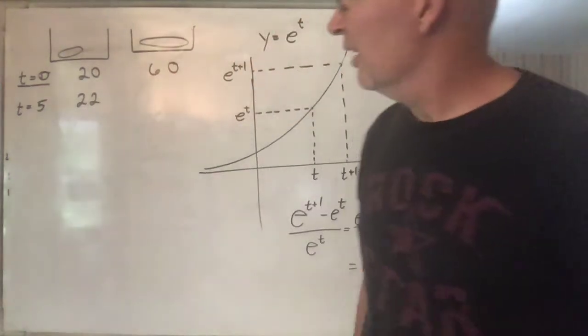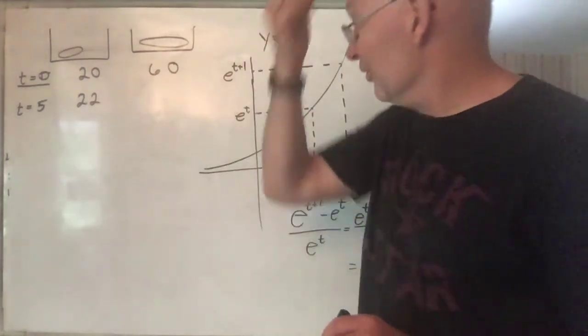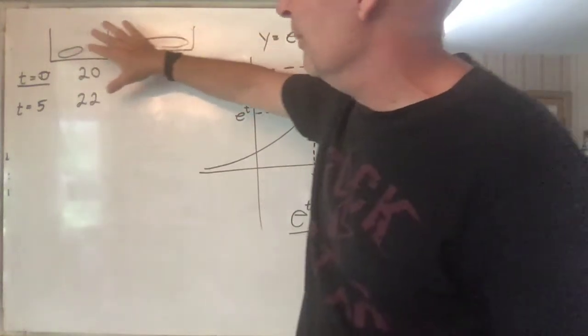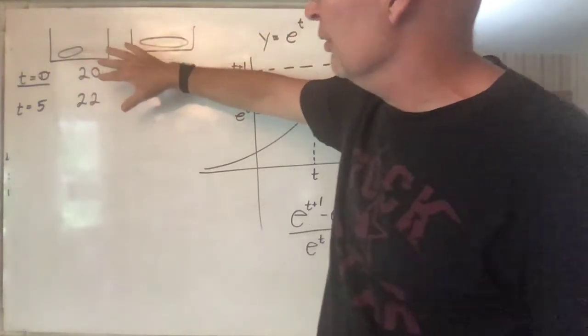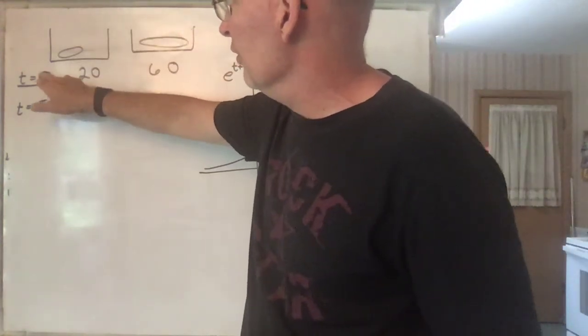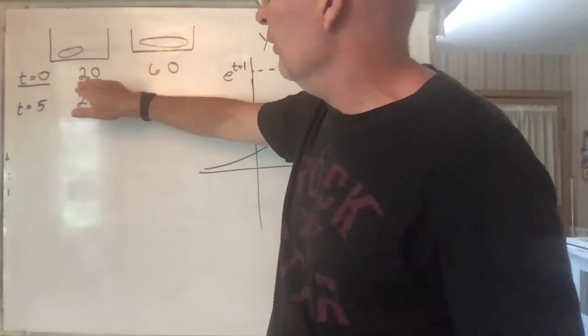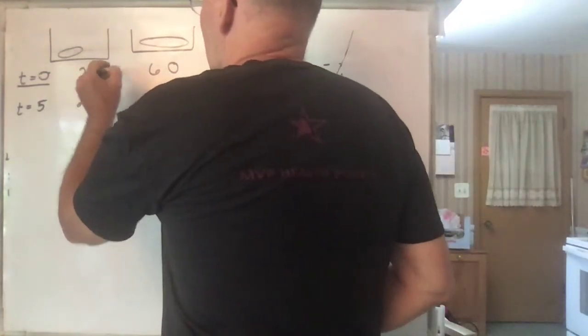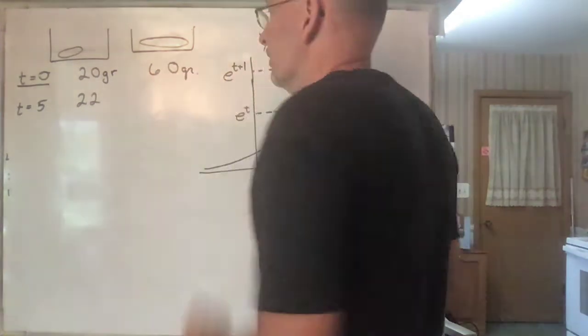Okay, let's see how to apply exponentials now. Suppose you have two jars, like petri dishes, something where bacteria or mold or algae could grow, and at noon, we'll call that time equal to 0, you've got 20 grams in here, and you've got 60 grams in this larger container.